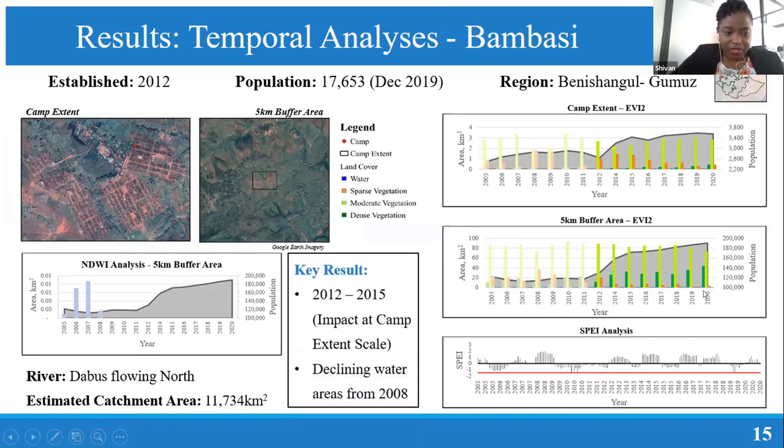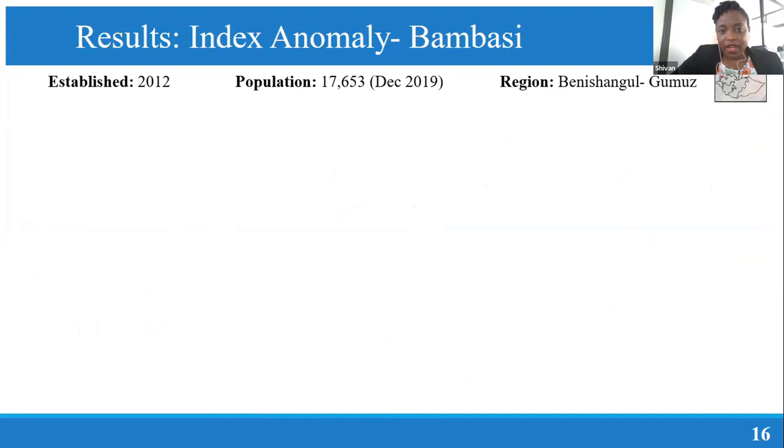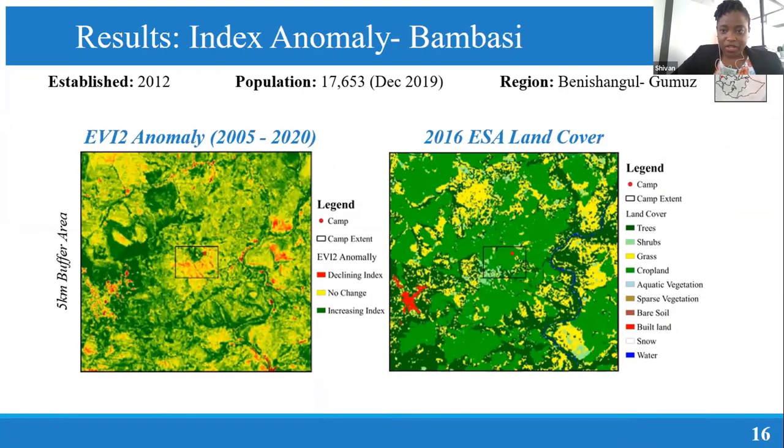And what can we conclude from this? We see that from 2012 to 2015, there's an impact at camp extent scale based on the land cover analysis. And based on the NDWI analysis, we see that there's a declining trend in the surface water areas from 2008. Detailed hydrological studies were not conducted to better understand why we have declining water areas from 2008. But they would be recommended because this trend is quite alarming. No water was detected after 2008, and this could be due to declining quantity or quality. And also, it's unclear if it's due to human influence or from the refugee camps or from further upstream.